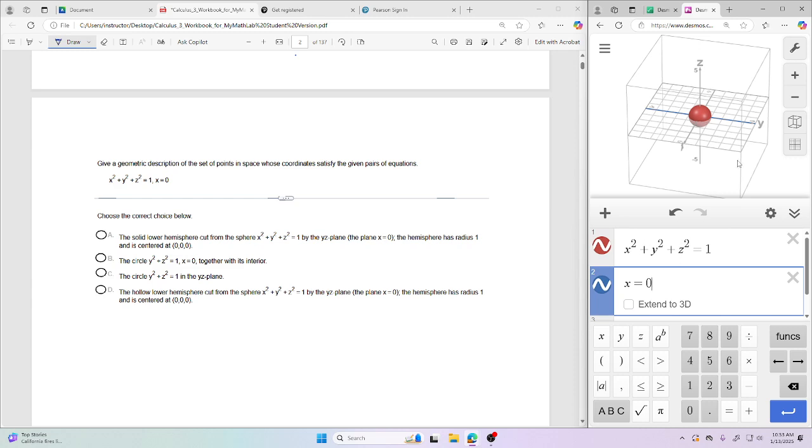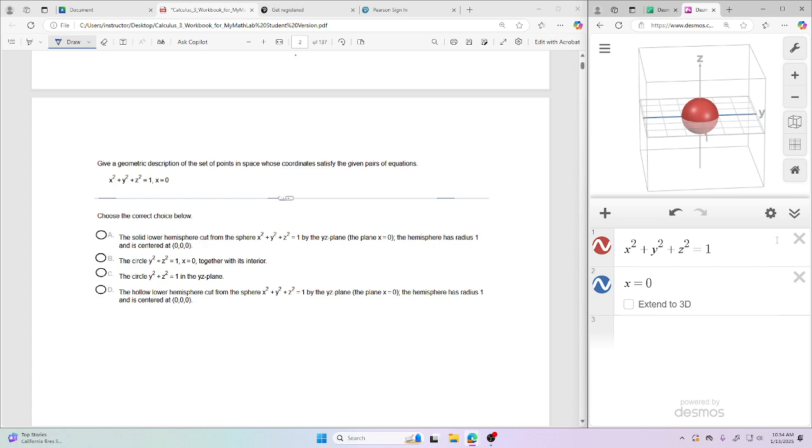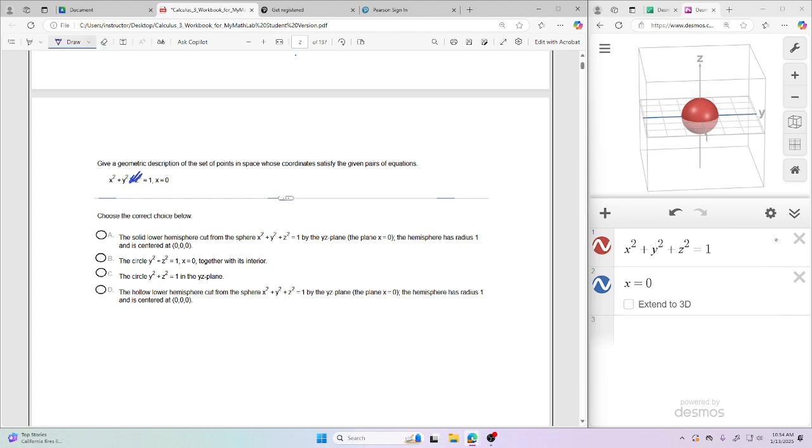So we've got this, and it turns out it's a circle. It's not just a circle, though, is it? It's a sphere. What's the difference between a circle and a sphere? This is a circle, and now if I erase it, it's a sphere. That's the only difference. So that's calculus 3. We went from 2D to 3D. That's all it is.